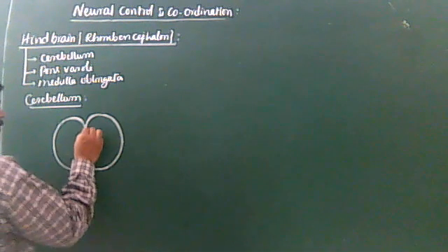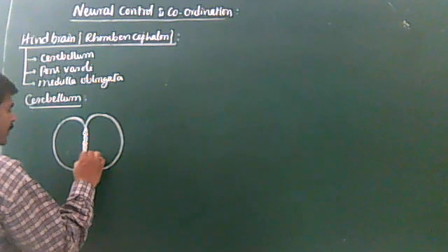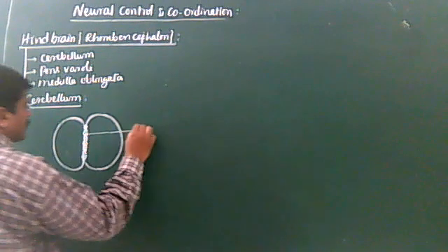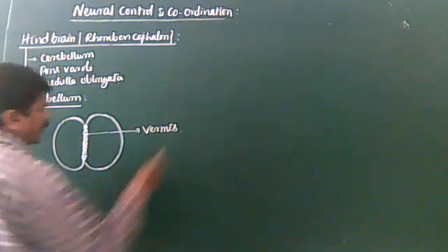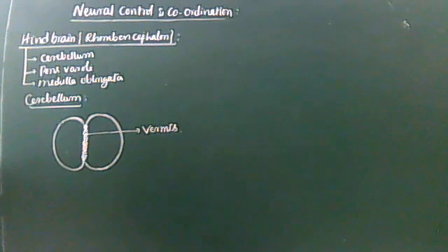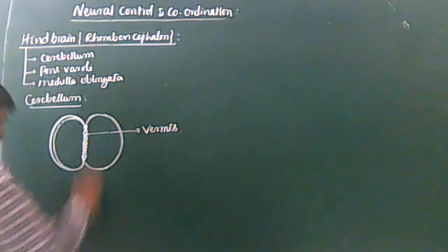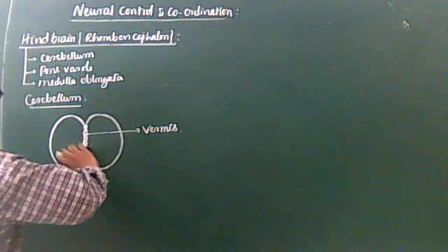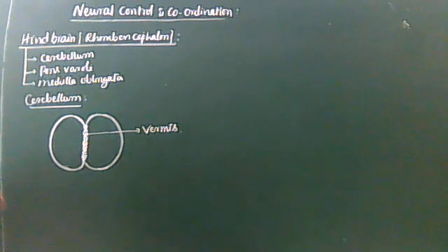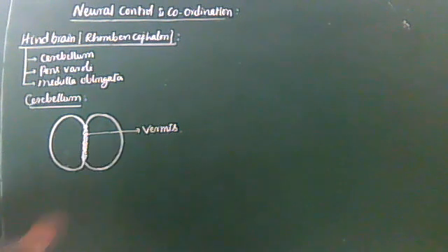These two lateral cerebellar hemispheres are attached to one another by an elongated worm-like structure called the vermis. I think you are getting it now. So, the cerebellum is the second largest part of the brain. It consists of two lateral cerebellar hemispheres attached with one another by an elongated worm-like structure called the vermis.